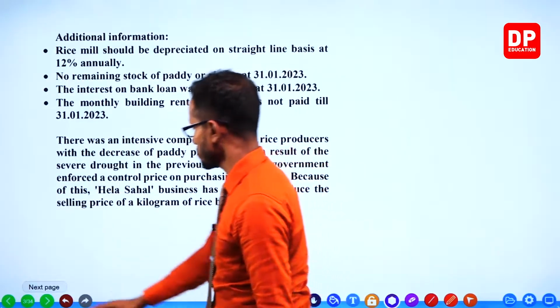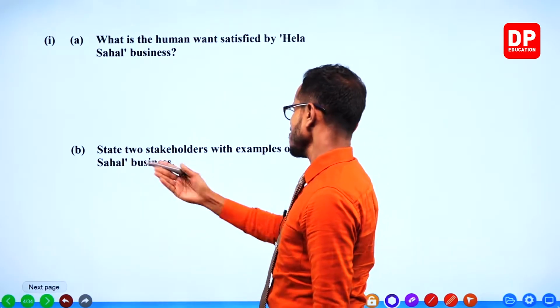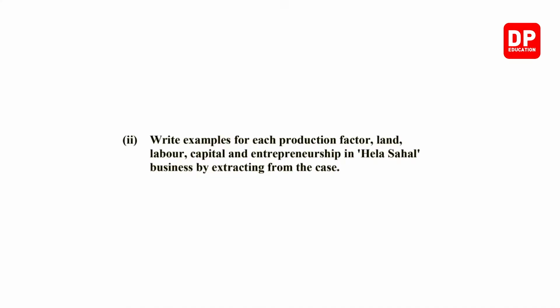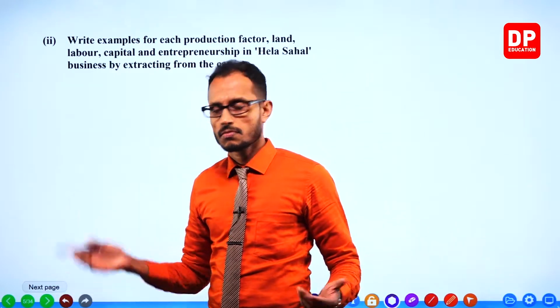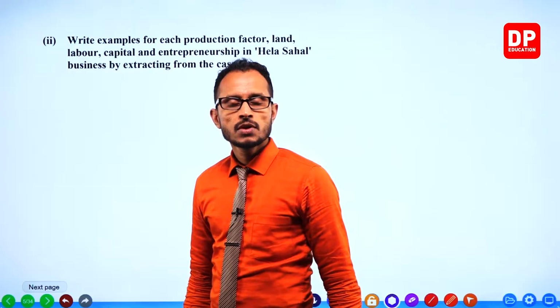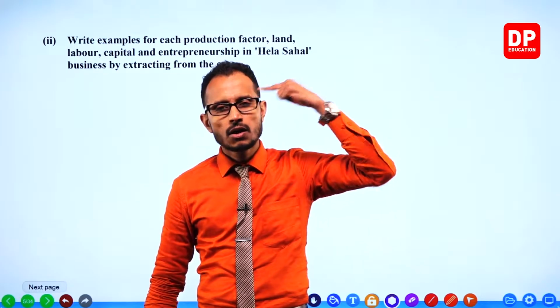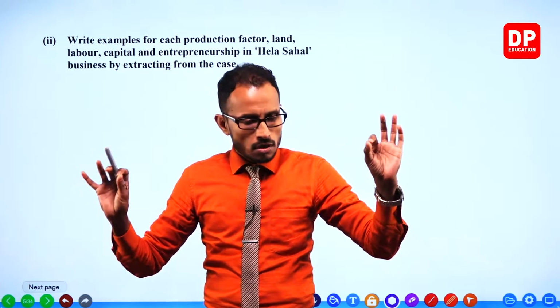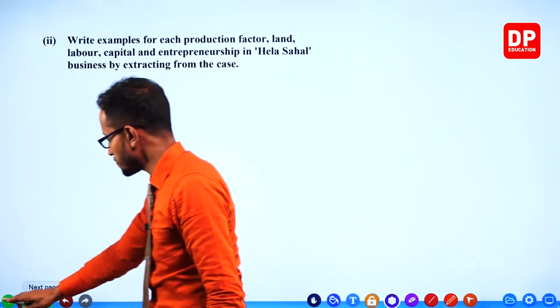Likewise, you go to the questions. What is the human want satisfied by Hela Sahal? State the stakeholders with examples of Hela Sahal. Everything is about Hela Sahal. Write examples for each production factor. You read the questions, and you go back to the case. When you have a map of all the questions asked, it's easy to find the answers after you go to the case, right?